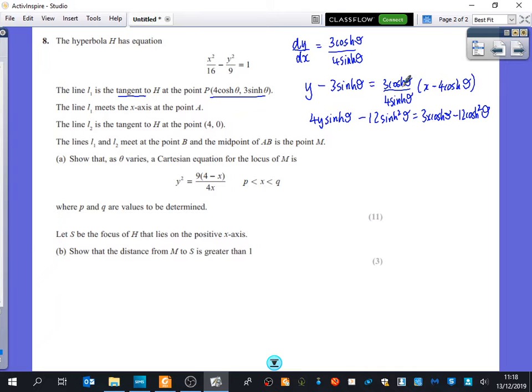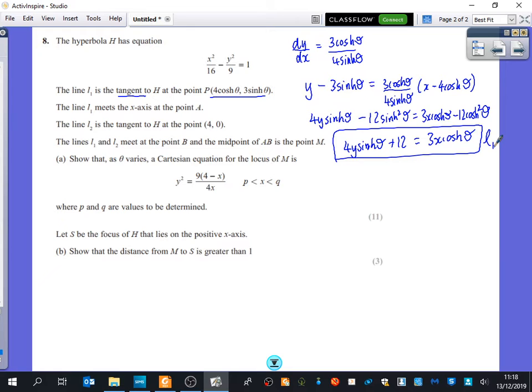So if I were to put the 12 cosh squared theta onto that side, I would get 12 cosh squared theta minus 12 sinh squared theta, which is equal to 12. So I now get 4y sinh theta plus 12 equals 3x cosh theta. That's my equation of one of the tangents that's going to be very useful. And I'm just going to label this here as L1.